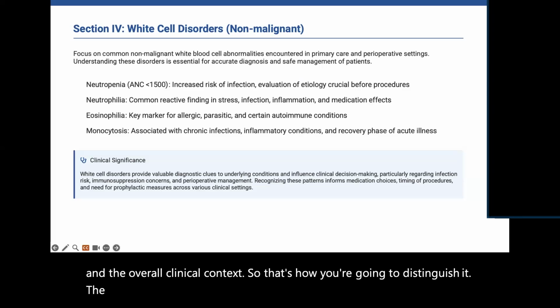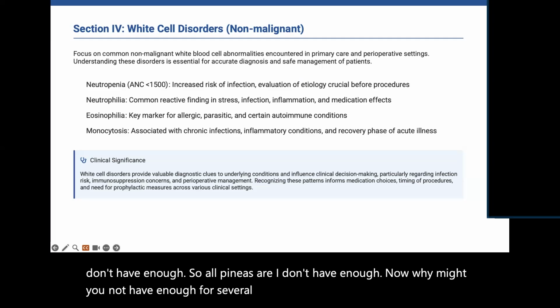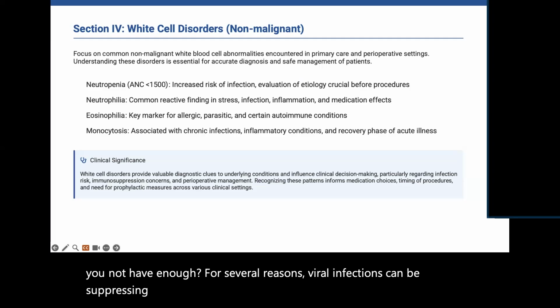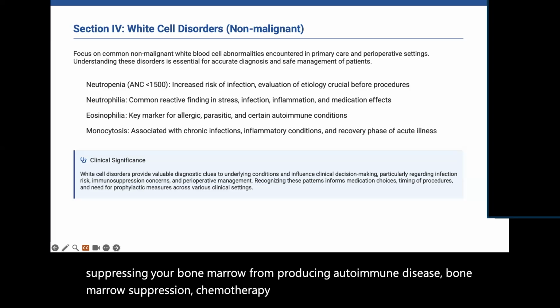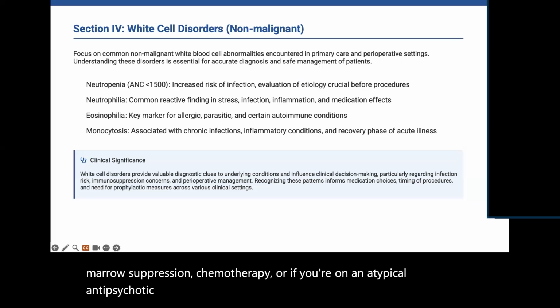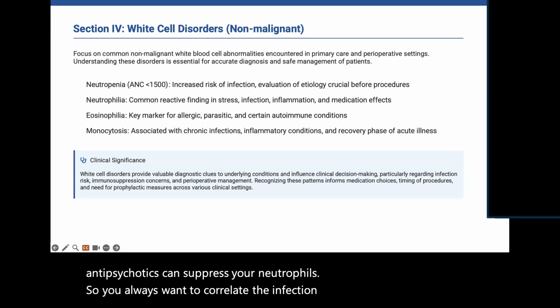The other way around the white cells, though, is leukopenia, and that is I don't have enough. So all penias are I don't have enough. Now, why might you not have enough? Well, several reasons. Viral infections can be suppressing your bone marrow from producing. Autoimmune disease, bone marrow suppression, chemotherapy, or if you're on an atypical antipsychotic like, say, clozapine, but it's a class effect. So any of the atypical antipsychotics can suppress your neutrophils. So you always want to correlate the infection history and medication use with the neutropenia.